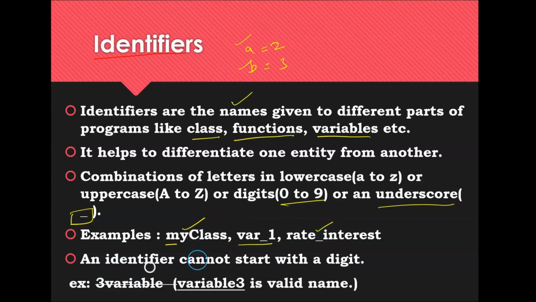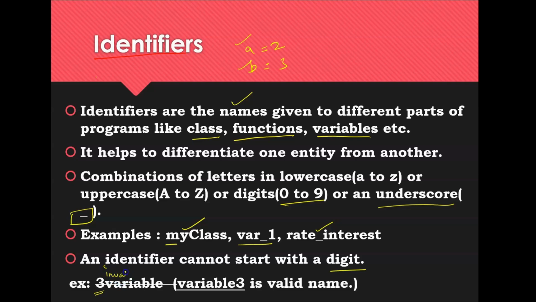An identifier cannot start with a digit. See the example 3variable. Here the identifier is starting with 3, so this is an invalid identifier.